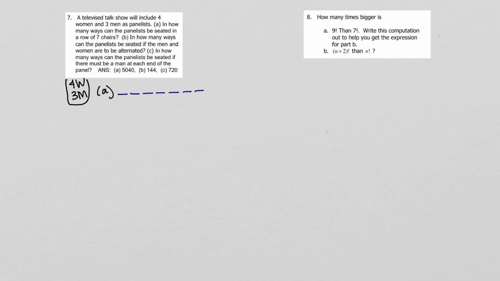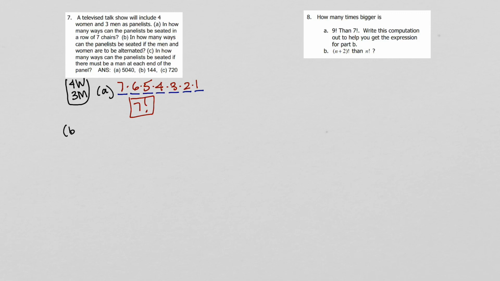So I'm thinking we could put any one of the 7 people in this leftmost chair. Then once we have that person seated, we got 6 people left, right? We could put any one of those 6 people in that chair. Then we've seated 2 people, so there's 5 left, and we could put any one of those 5 people in this chair. Get the idea? And then 4, 3, 2, 1. We're going to multiply that, and that comes out to be 7 factorial. And if I computed that right, that should be 5040.